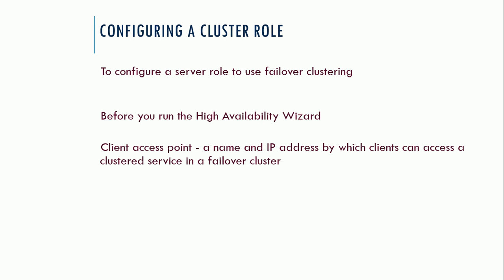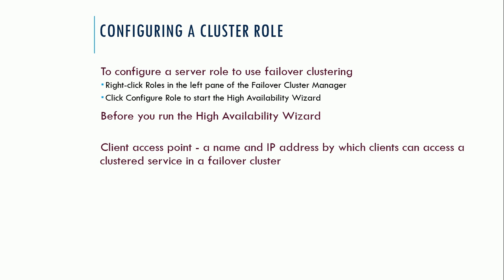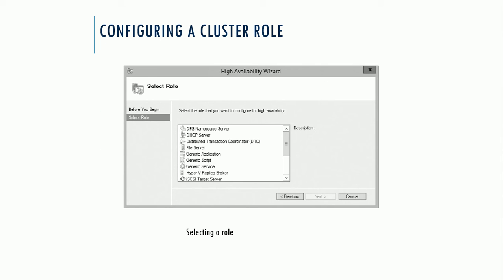So to configure a cluster role, to configure a server role to use failover clustering, you're going to right-click on Roles in the left pane, and then you're going to click Configure Role to start the High Availability Wizard. And then before you run the High Availability Wizard, you must install the role or feature on each server in the cluster. So they all have to have this installed in order to configure it. And this is what it looks like.